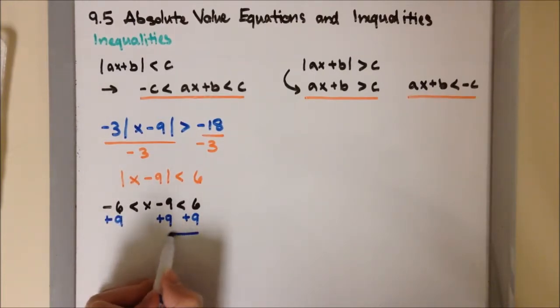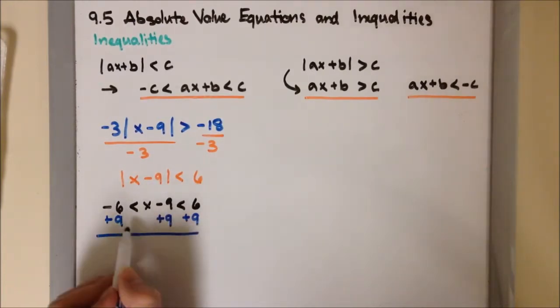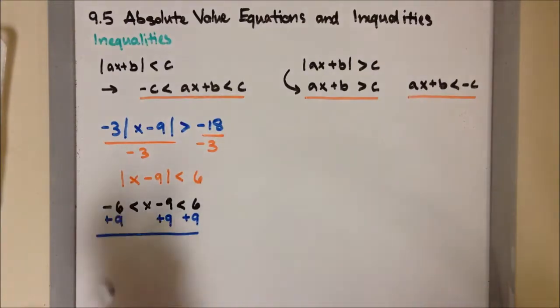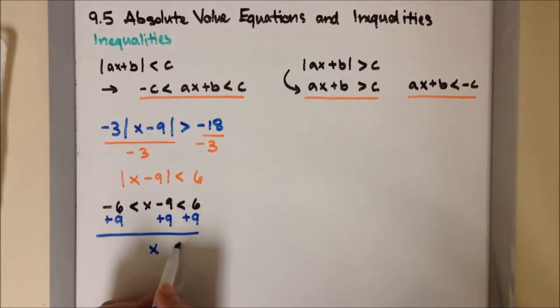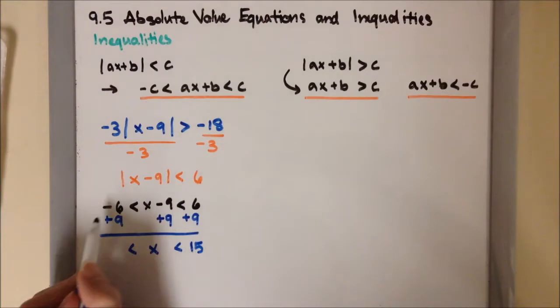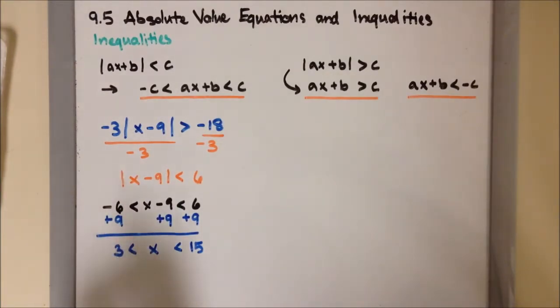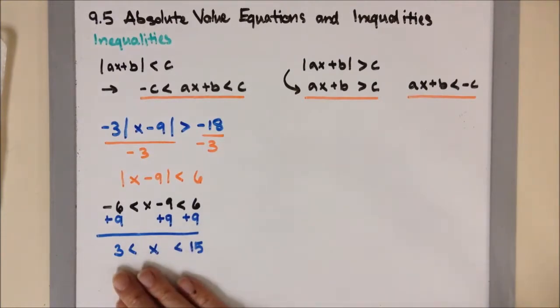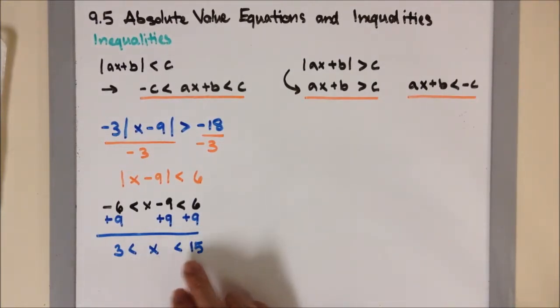So in this structure, I'm going to add my 9 three times. In the middle, the 9s cancel out. I'm left with x. On the right side, it's 6 plus 9, which is 15. Negative 6 plus 9, which is 3. So here's my answer in inequality notation: 3 less than x less than 15.